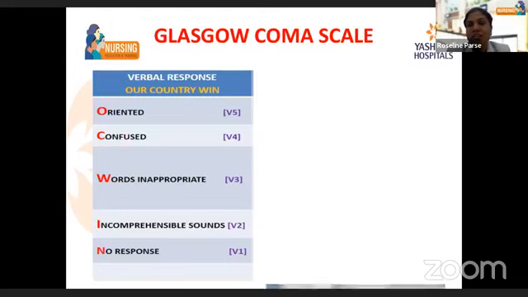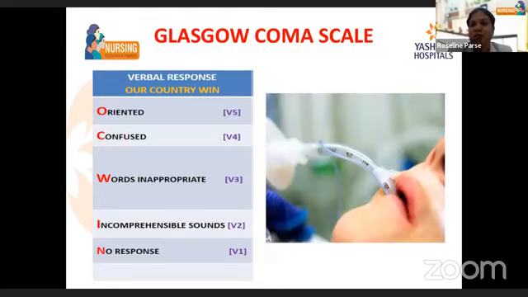Okay. Again, in this scenario, in patients who are intubated, who are on ET tube, they cannot talk. So we will write it as VT. It is non-testable, or verbal response tube, T, if they are on ET tube.